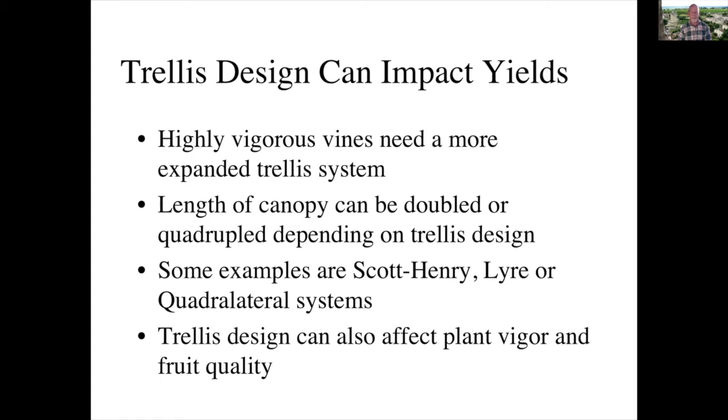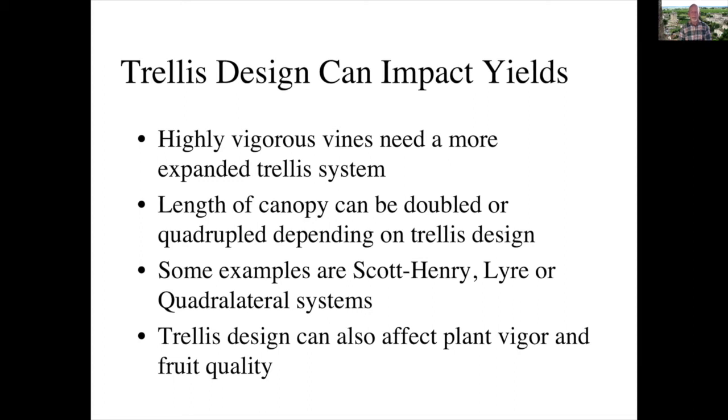The length of your canopy can be doubled or quadrupled depending on your trellis design. And that length of canopy will then increase your leaf area, which will increase your photosynthetic rate, which will then increase your fruit yield. Some examples of the increase in canopy by trellis systems are the Scott-Henry system, the Lyre system, or quadrilateral systems. There are many, many different designs of trellis systems to be considered.